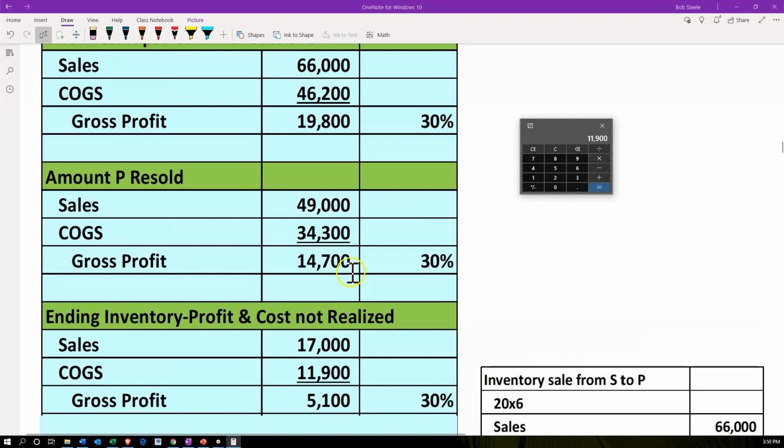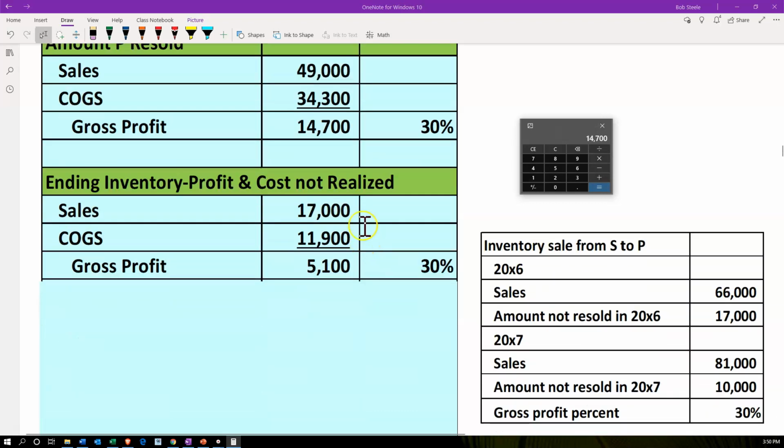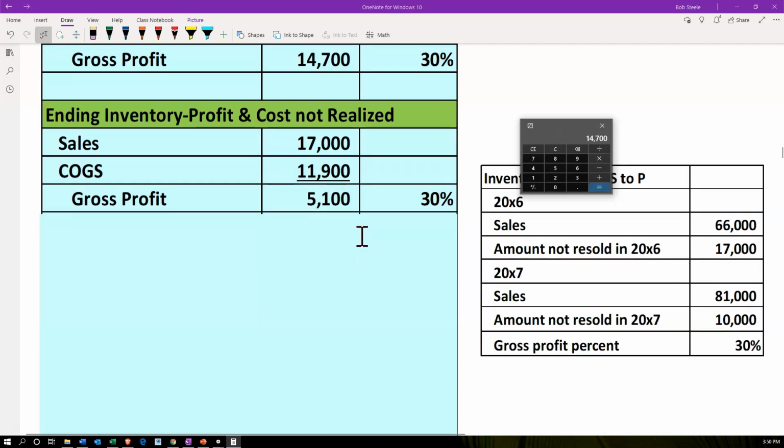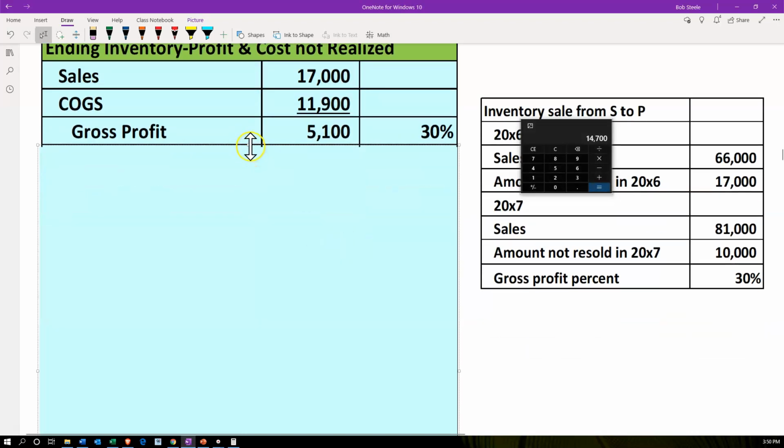Once we have that, we can back into the amount that's been resold, which would be the 66,000 up top minus the 17,000. That's going to give us the 49,000 amount that was resold. And then we're going to have the 46,200 minus the 11,900. That's going to give us the 34,300, and then we can get into the last number, the 49,000 minus the 34,300, giving us that 14,700. Our major thing that we're looking for for the prior year sales will be these items for the ending inventory. So that's typically the main component we will need.